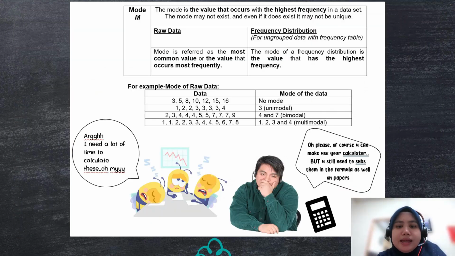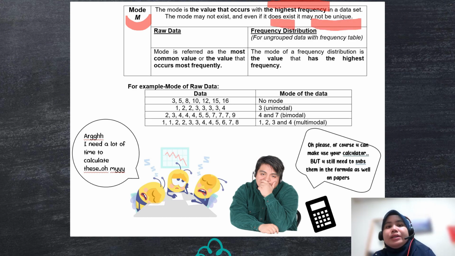Now let's continue with the mode, with the notation capital M. The mode is the value that occurs with the highest frequency in a data set. The mode may not exist, but if it exists, it may not be unique. That means you can have two modes in the same data. For example, here we still have to look at whether it is raw data or a frequency distribution for ungrouped data with a frequency table.